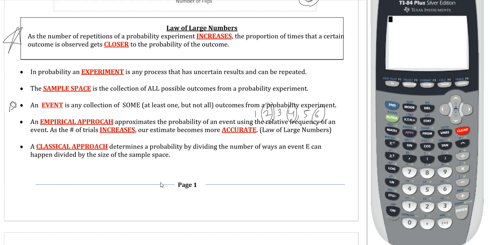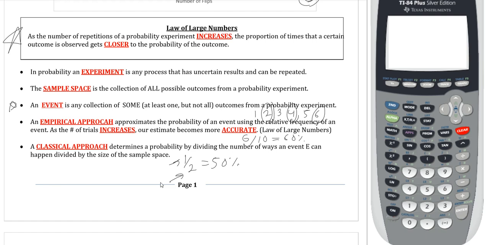For example, when flipping a coin, I classically think that I should get about 1 out of 2 or 50% heads. That's what I classically think because there's one option that's heads out of the 2 possible options. That would be the classical approach of probability. The empirical approach would be where I take a coin and I flip it 10 times and I see how many of those have been heads. So for example, if I flipped the coin 10 times and I got 6 heads, well then I would say 6 out of 10, my probability is 60%. That would be an empirical approach.